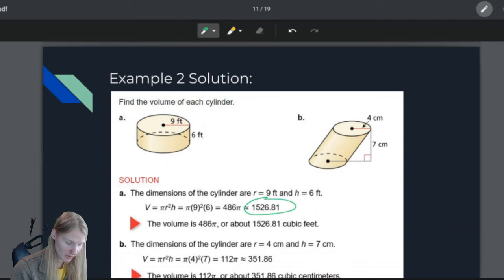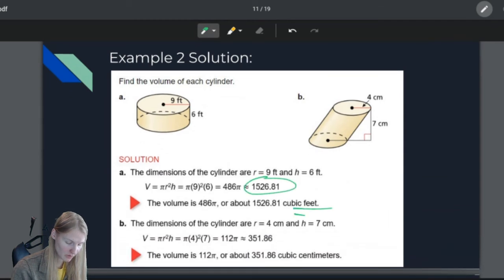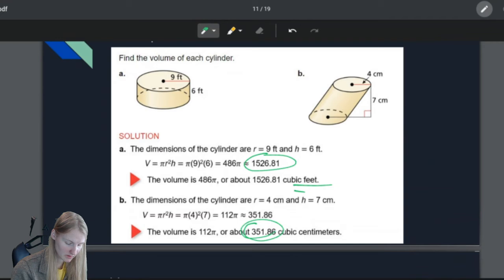And 526.81 cubic feet, beautiful, and 381.86 cubic centimeters, beautiful.